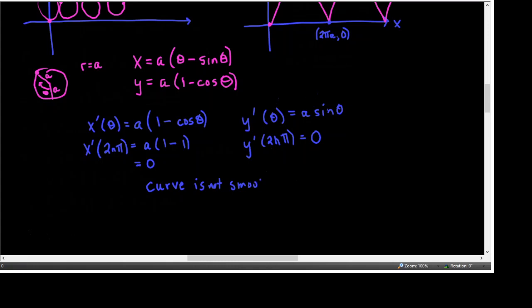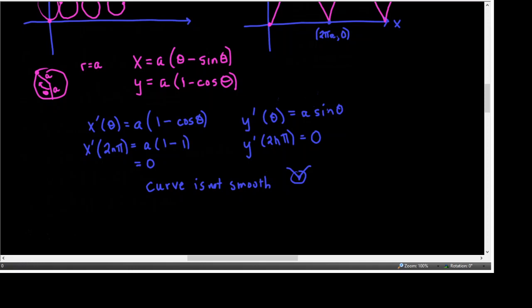At those points, it comes to a jagged point. So that little point at the bottom of that curve is a point where it's not smooth.